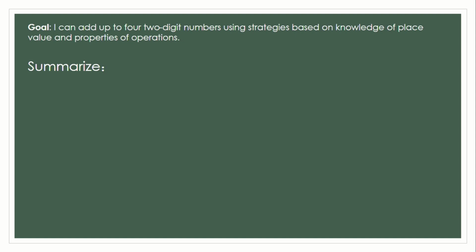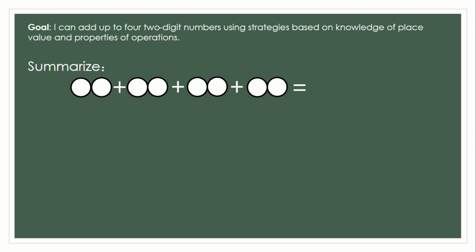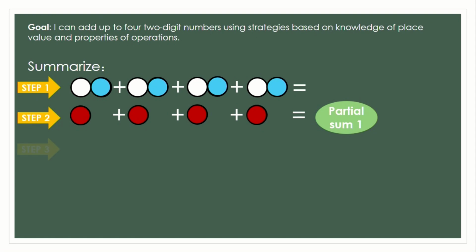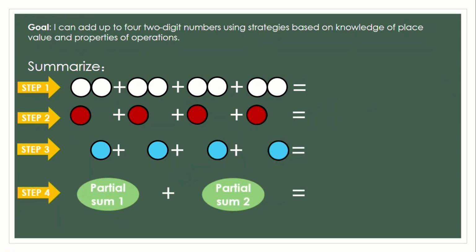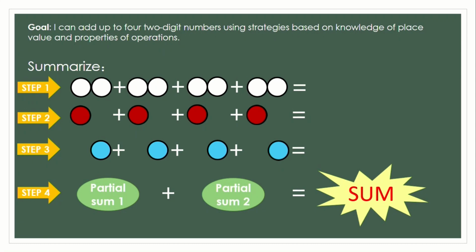4 steps for place value strategy. Step 1. Break down every number into tens and ones. Step 2. Add all the tens place numbers. Step 3. Add all the ones place numbers. Step 4. Add the two partial sums and get your final sum. And don't forget, you can change the order of the addends to help you add faster.